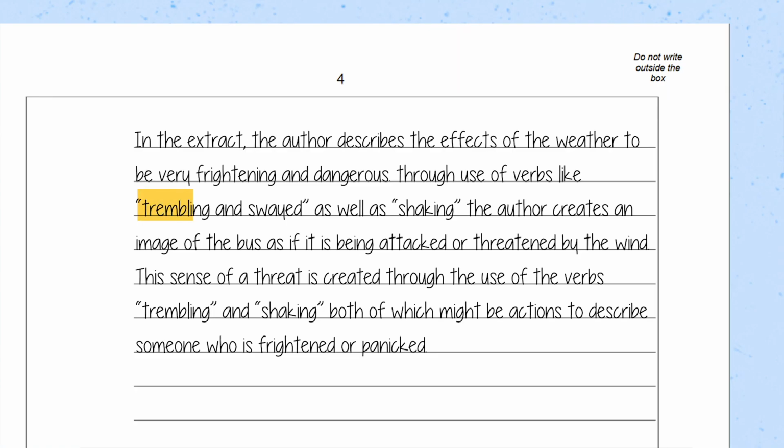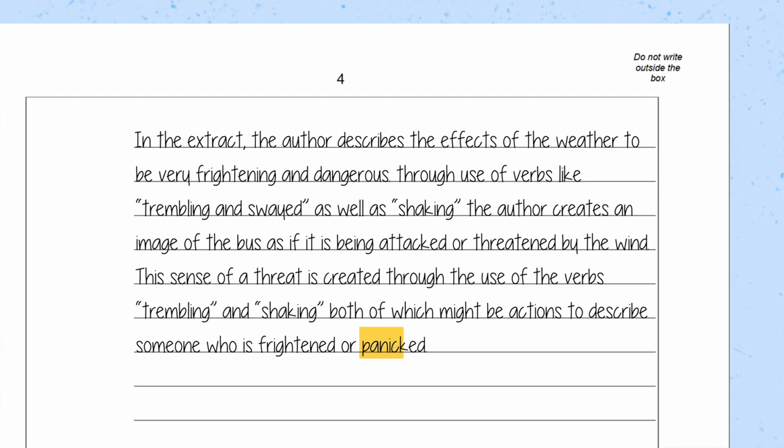In this example, we explain and analyse how the words chosen in our evidence prove the point we originally stated. How do verbs like trembling and shaking show that the weather makes them seem frightened? Well, there's lots of possible ways to phrase this. You can mention what readers infer from those word choices, what image is created, or what the words suggest. In our case, we explained how the words suggested that the coach was acting in a panicked manner.